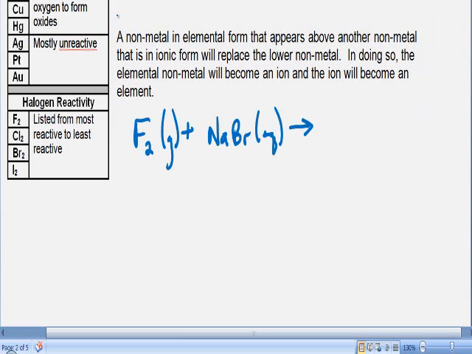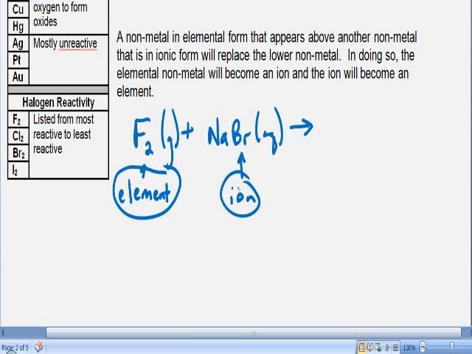For example, we could have this reaction with elemental fluorine reacting with an aqueous solution of sodium bromide. Now in this circumstance, because our element is a nonmetal, it'll replace whatever is the nonmetal in the compound. In this case, bromide ions are our nonmetal, and that's going to be the ion that would get replaced in this reaction.